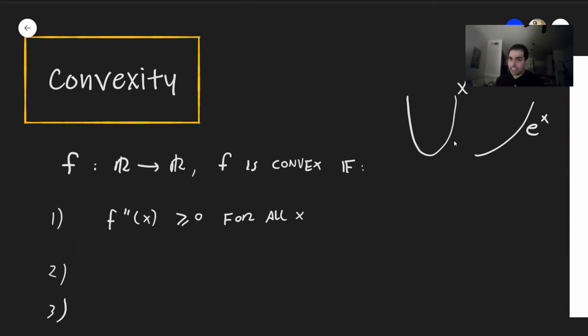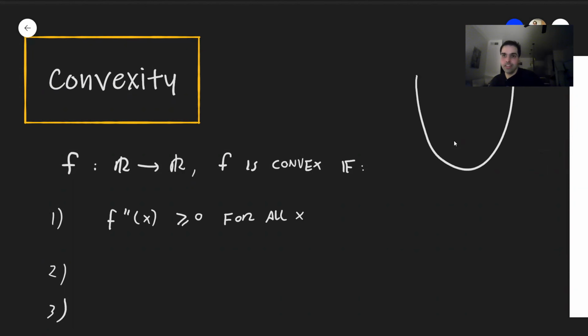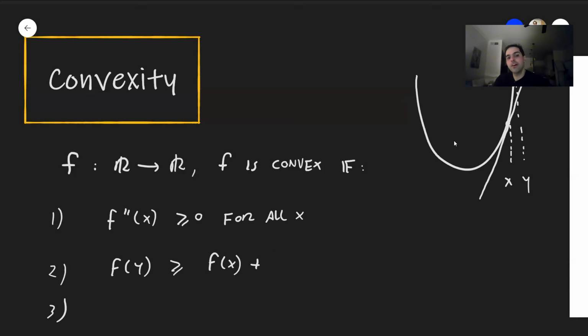It turns out there's a slightly more general definition if you only have one derivative, and this is by considering tangent lines instead of functions. So convex would simply mean that f is above any of its tangent lines. So if this is x and this is another point y, then f is above the tangent line at x. In other words, we can simply write that as f of y is greater than or equal to the tangent line at x, which is simply f of x plus f prime of x times y minus x.